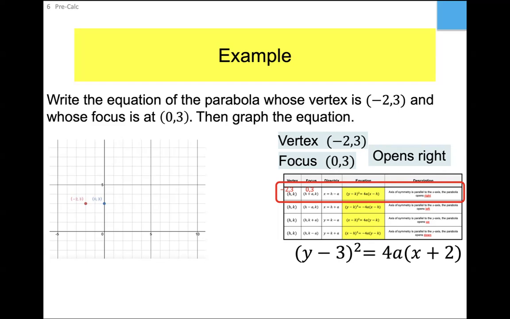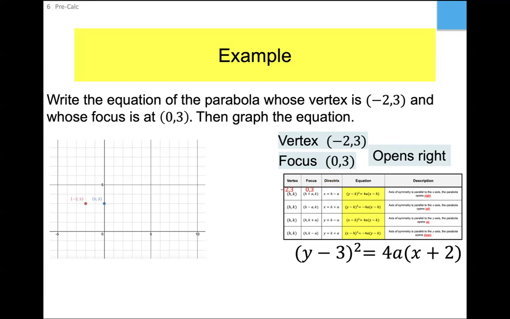I plug that in for the h and for the k, and it was x minus h. And since h is negative 2, x minus minus 2 would be x plus 2. And it says y minus k, and k is 3, so y minus 3. So once again, this all boils down to I got to figure out what a is. And we're going to do this exactly the way we did it before. We're going to look to the focus to find the a value.